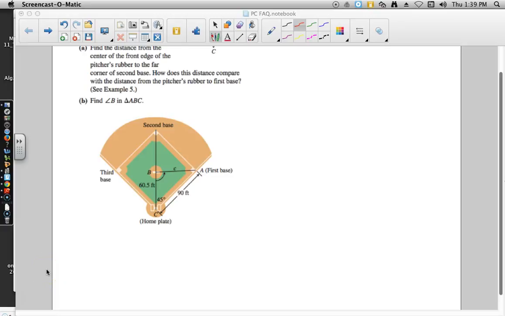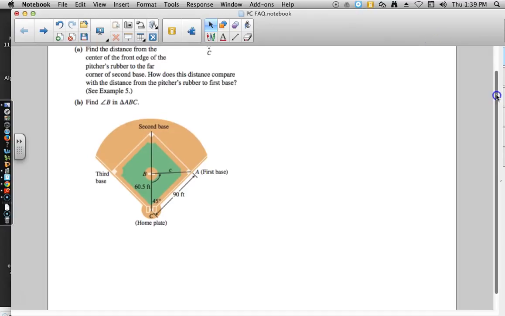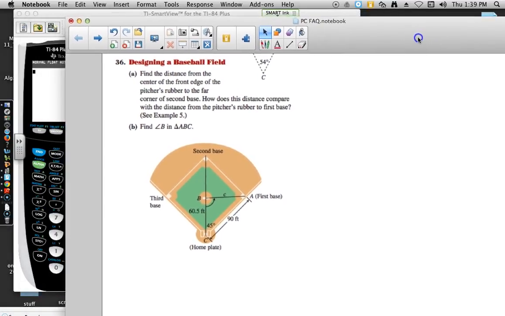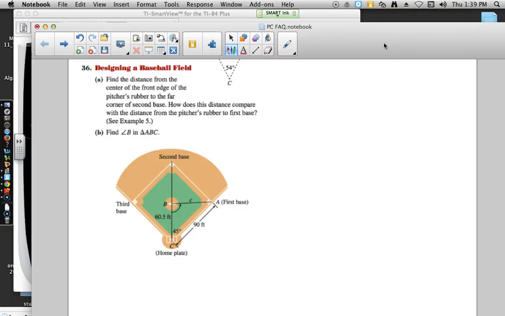These are the frequently asked questions for pre-calculus, and this is for section 5-6, day 2. The first one that was asked for was number 36, designing a baseball field. Find the distance from the center of the front edge of the pitcher's rubber to the far corner of second base. How does this distance compare with the distance from the pitcher's rubber to first base?